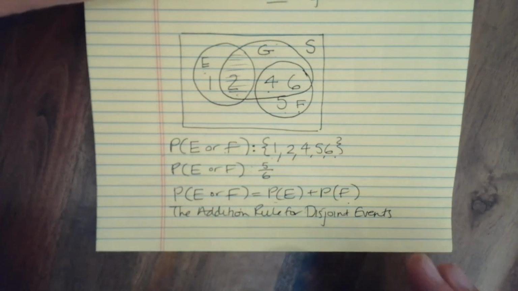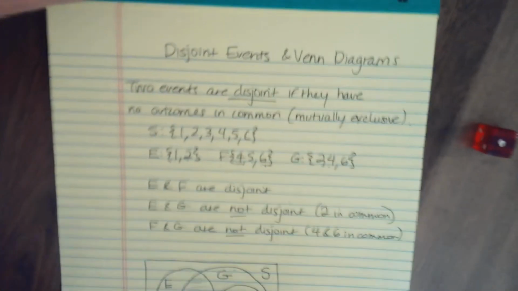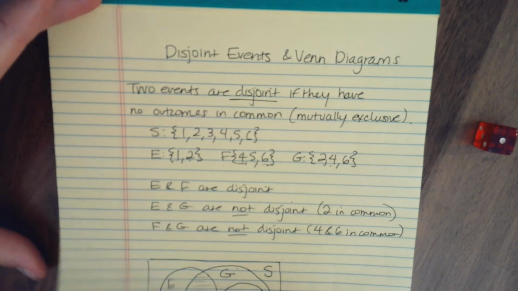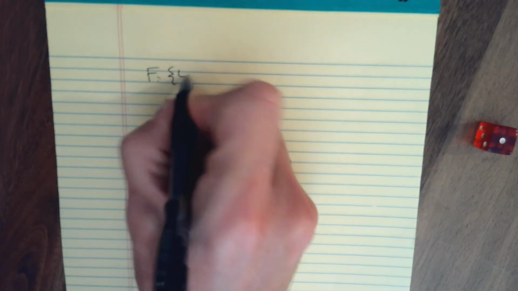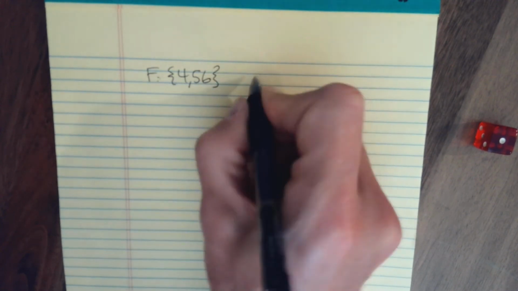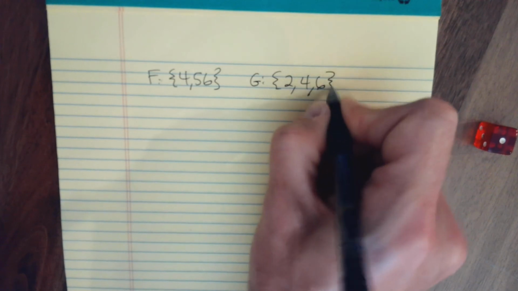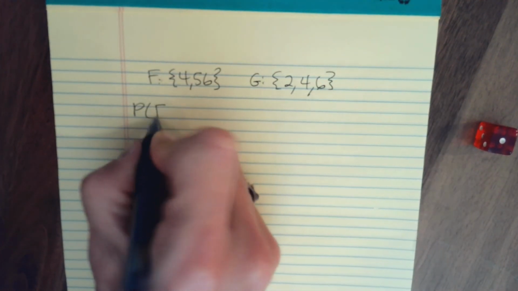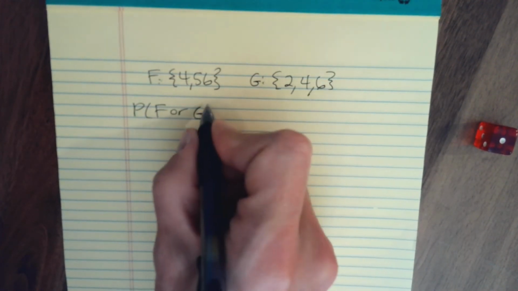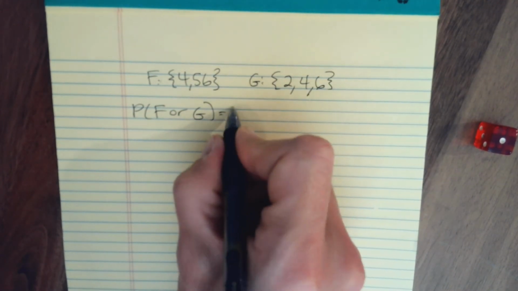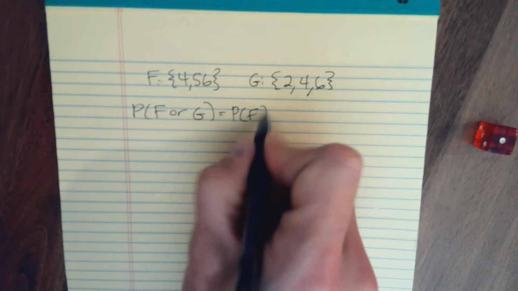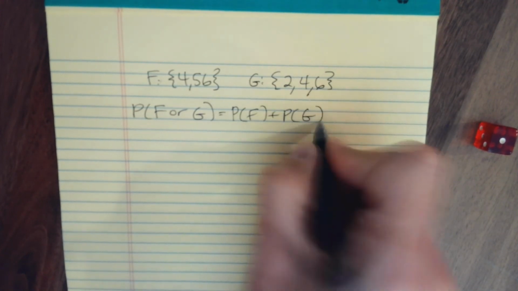Now, if you have events that are not disjoint, we'll run into an issue, but it's easy to fix. Remember that we have F, which we've defined as 4, 5, and 6, and G I defined as 2, 4, 6. So let's say that we want the probability of F or G. I may start by adding the probabilities. Probability of F plus the probability of G.